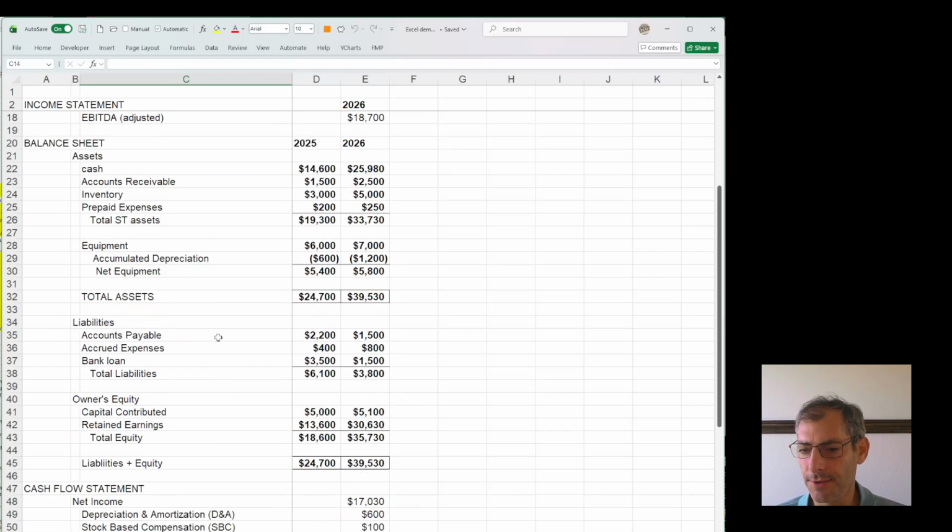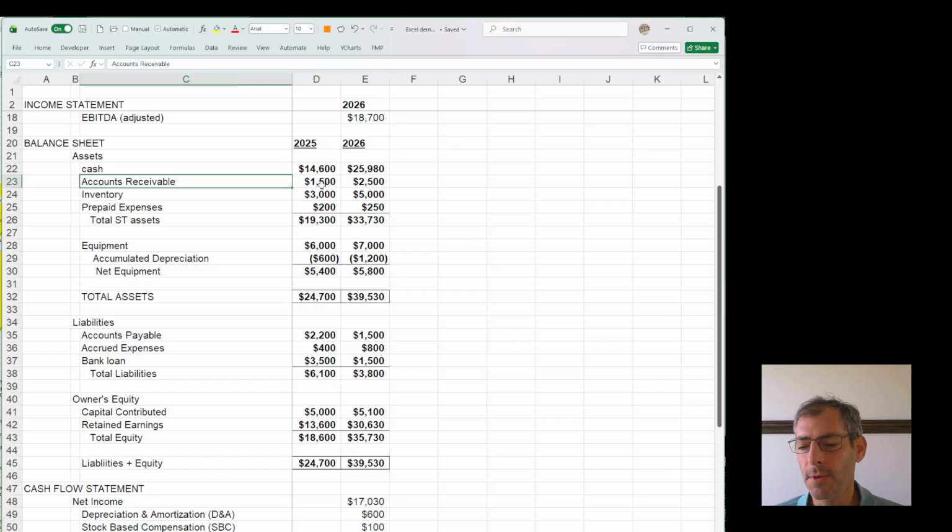Now let's look at our balance sheet. I have two columns here, right? 2025 shows what it was last year at the end of the year, and 2026 is showing what it's going to be at the end of this year. So this is like if I'm looking at a financial statement, they're showing me these numbers. In this case, let's just walk through. Let's skip the cash line for a moment.